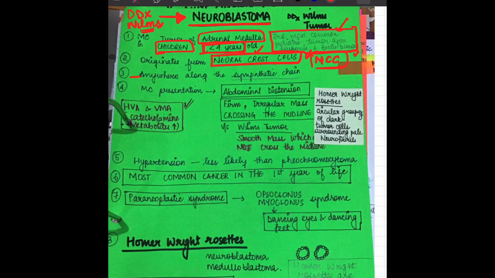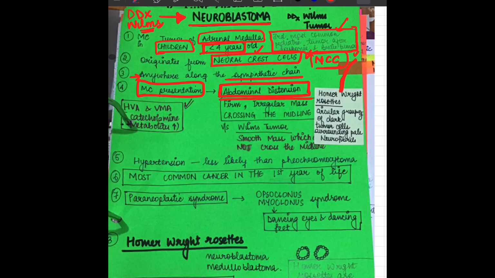Now it can be anywhere along the sympathetic chain. Either it can be in the brain, or it can go in the abdomen. It can go anywhere in the sympathetic chain. Now what is the most common presentation? Most common presentation is the abdominal distension. The child would present with abdominal distension.